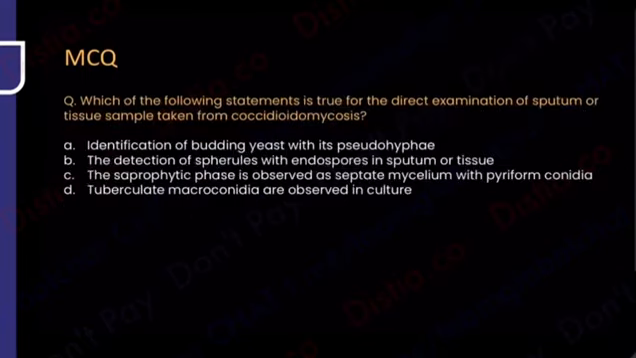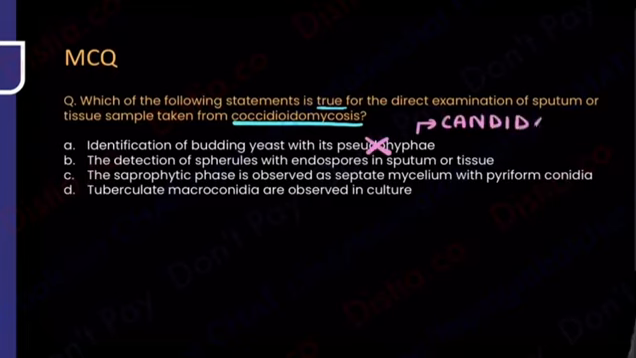Coming on to the next question. Let's see which of the following statements is true for the direct examination of sputum or tissue sample taken from coccidioidomycosis. So for coccidio has been mentioned. The first one is saying that you are going to see identification of yeast with its pseudohyphae. Do you see pseudohyphae in coccidioidomycosis? No. Pseudohyphae is a very important feature of Candida. So this is the wrong statement over here.